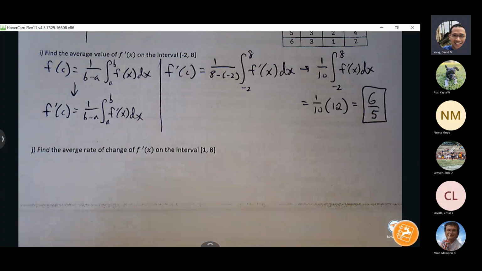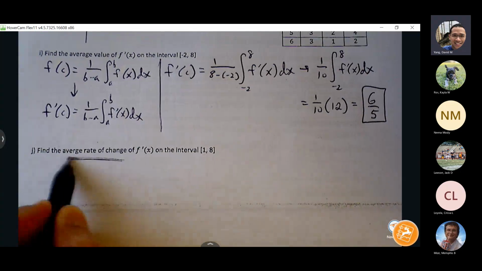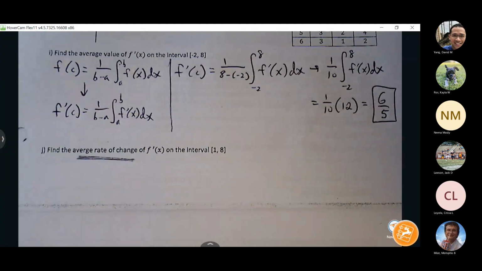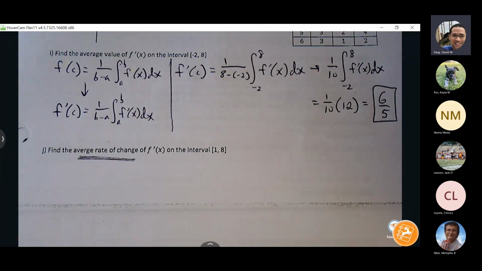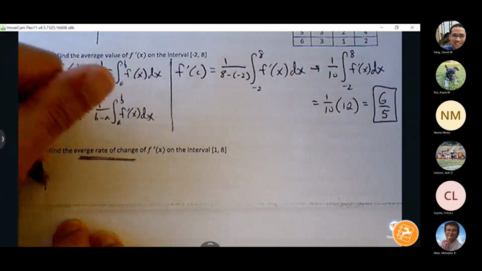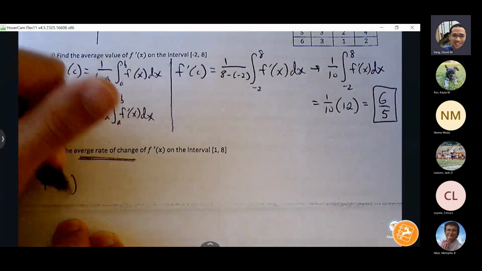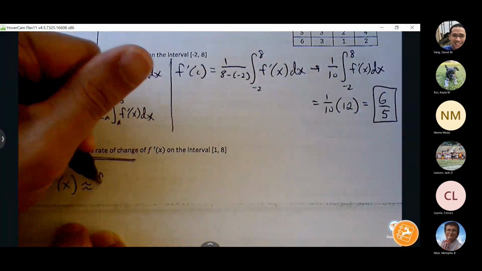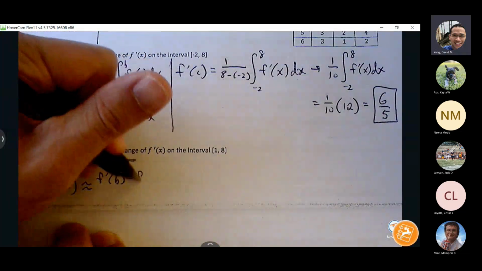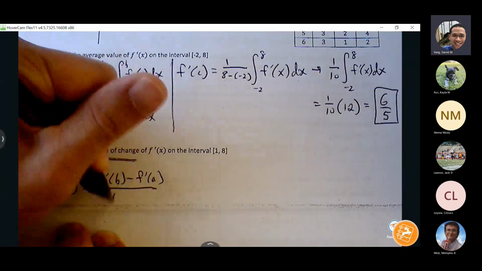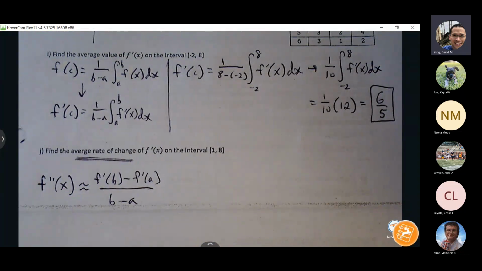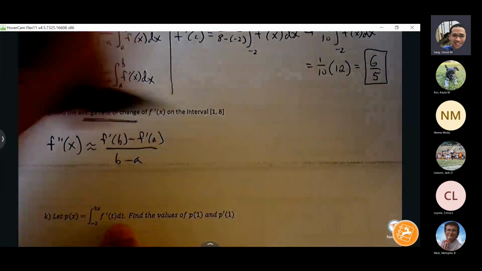Okay, find the average rate of change. So average rate of change, that's another way of saying slope. So basically asking for the average slope of f prime. So f double prime is roughly f prime of b minus f prime of a over b minus a. We're just trying to find the slope between the endpoints on my f prime graph.